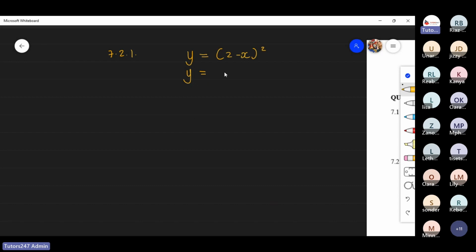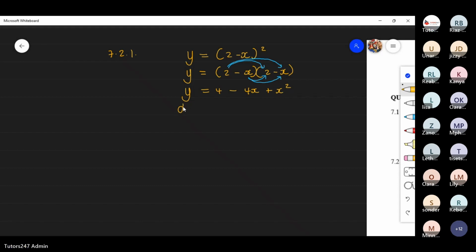So if we were to simplify this, because it's squared, we repeat our brackets twice. From here, we can now use our FOIL method to simplify. So we're going to have 2 times 2, 2 times negative x, negative x times 2, and negative x times negative x, which is x squared. That gives us 4 minus 4x plus x squared. Now it is in a form that we can derive. So this is when we introduce dy dx.